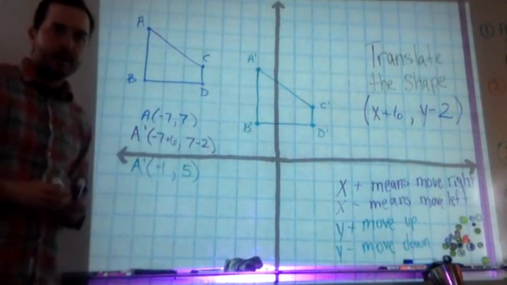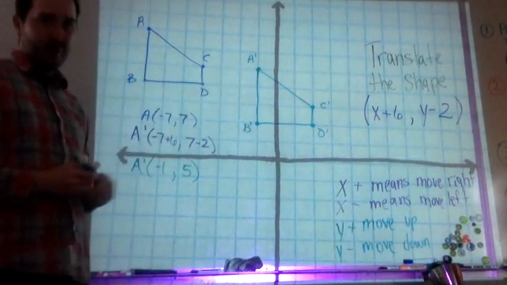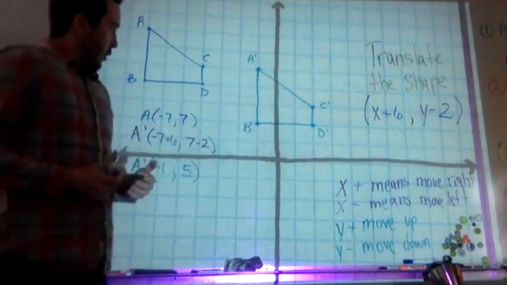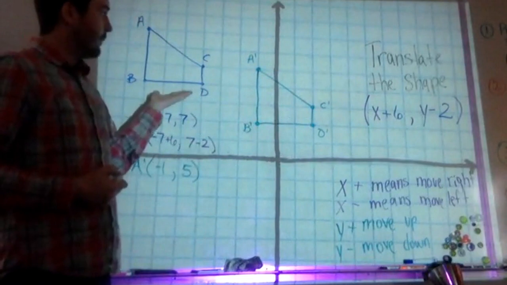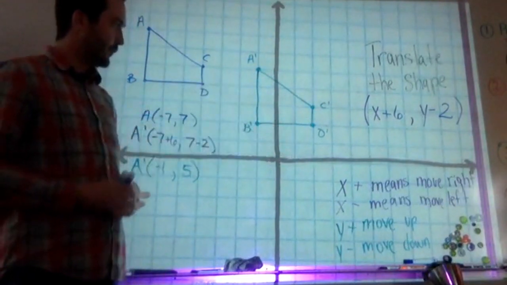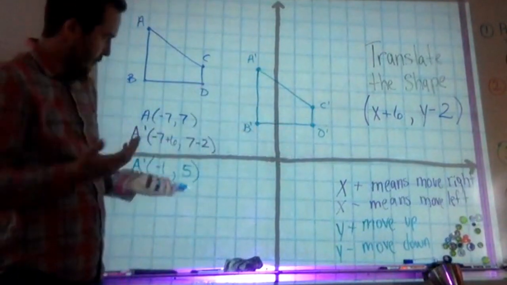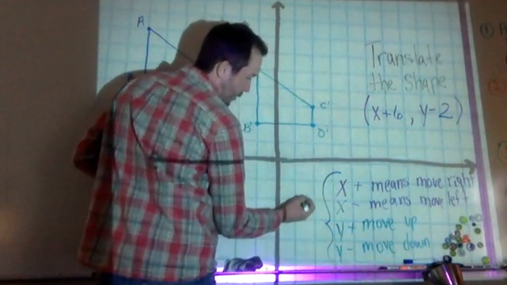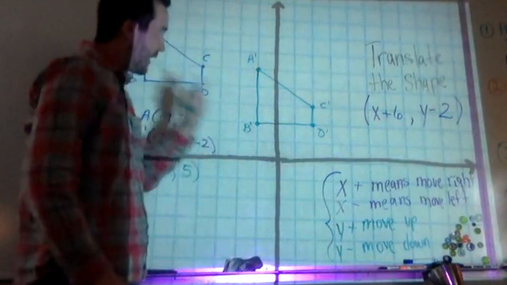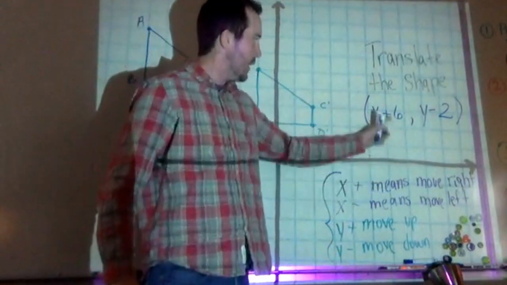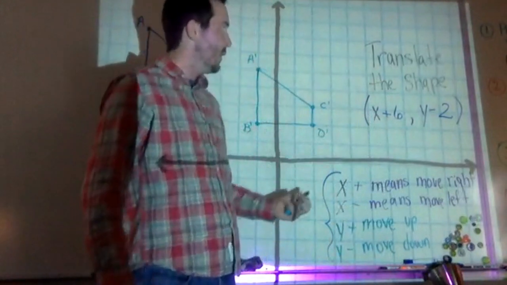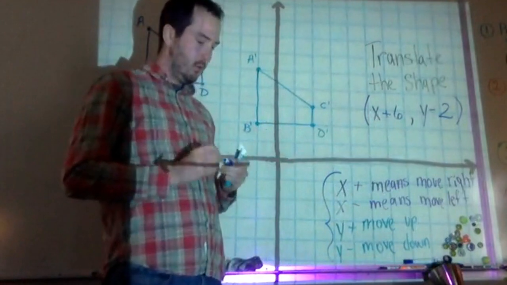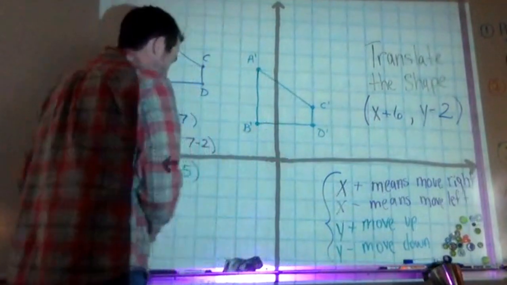And all I really had to do was the math for 1 point, or just move 1 point and then replicate or redraw this shape in my new spot. But be sure that you understand what these all mean. So if I have x plus, that means I'm moving to the right. X minus, I'm going to go left. Y plus, I'm going to go up. Y minus, I'm going to go down. And it's as simple as that.